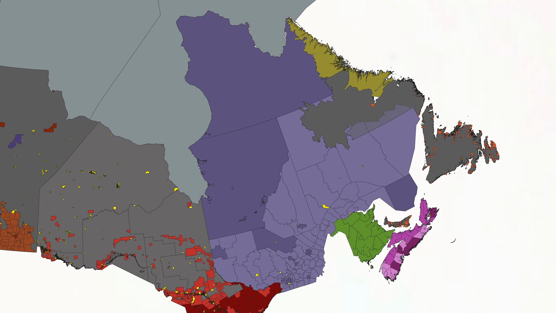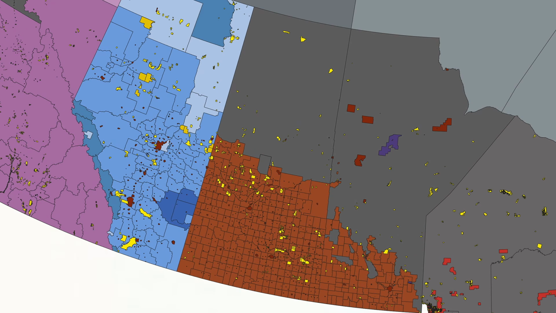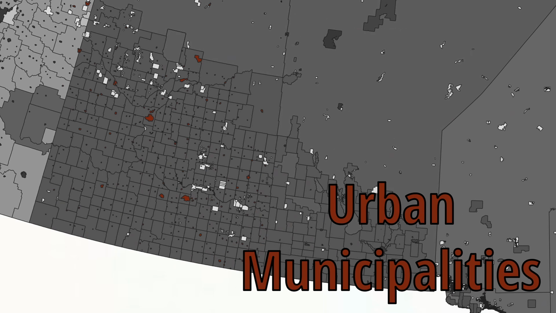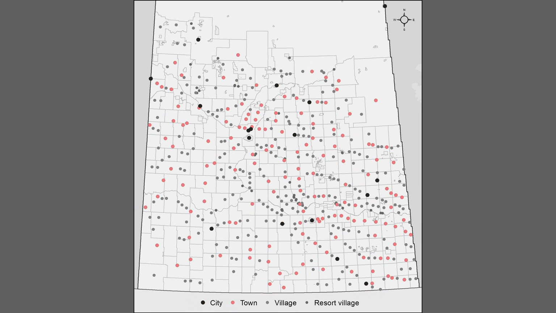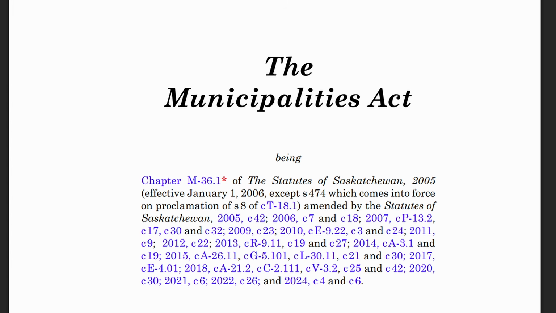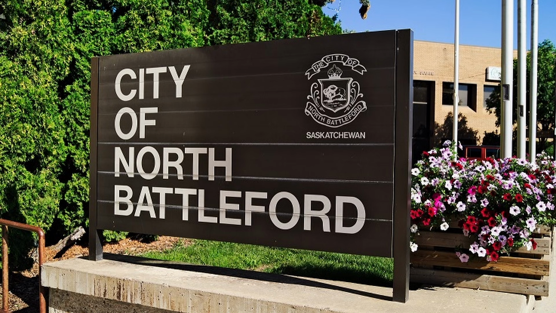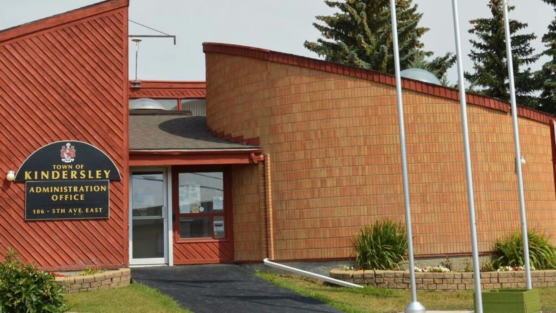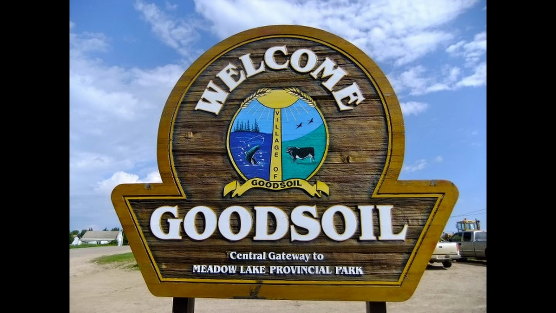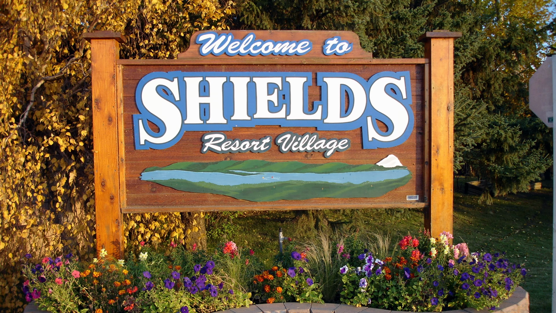And finally, we have the last province. Saskatchewan has urban municipalities and rural municipalities, similar to Manitoba. Its urban municipalities consist of cities, towns, villages, and resort villages. These are defined in the Municipalities Act and the Cities Act. A city is created from a town and must have a population of more than 5,000 people. Towns need to have a population of at least 500 people, and villages need to have at least 300 people. Finally, a resort village must have 300 people as well, but it also has a significant seasonal population.